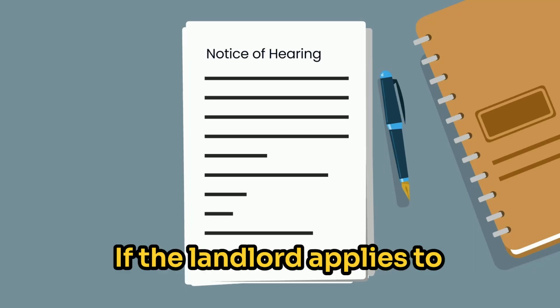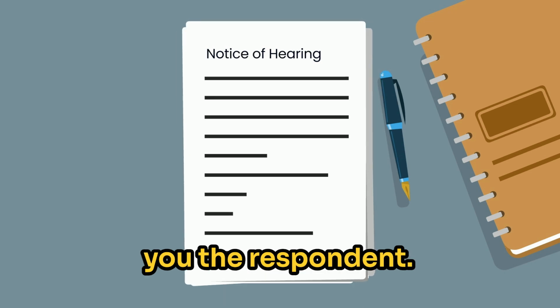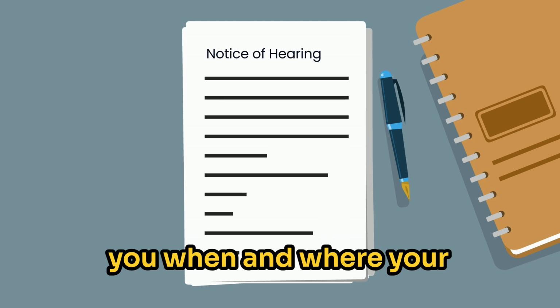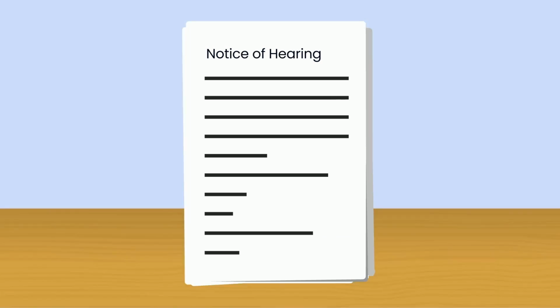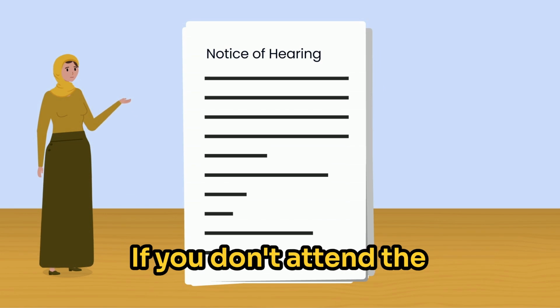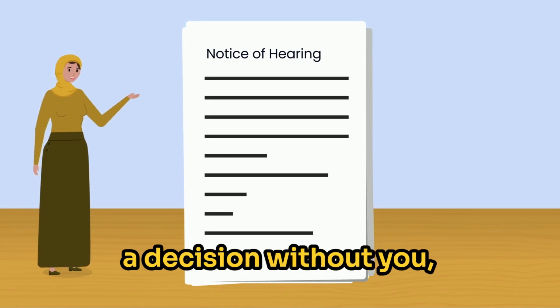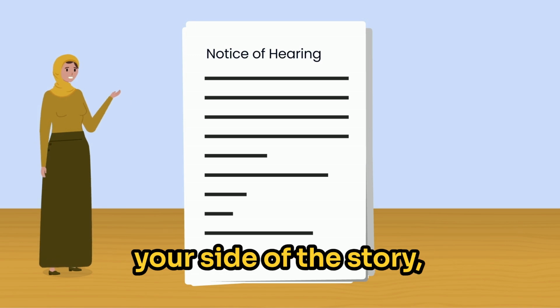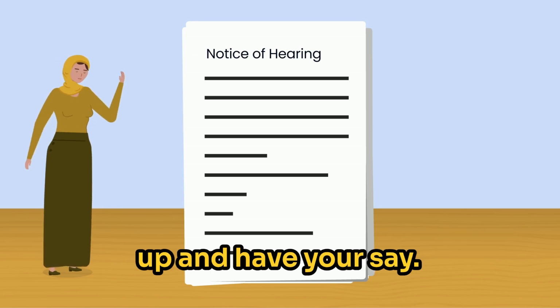If the landlord applies to the tribunal, that makes you the respondent. You'll receive a notice of hearing, which will tell you when and where your hearing will take place. If you get a notice of hearing, don't ignore it. If you don't attend the hearing, NCAT can make a decision without you, which may be worse for you, as they haven't heard your side of the story. So make sure you turn up and have your say.